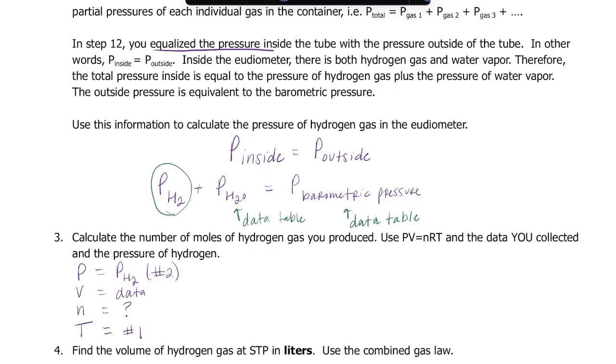Remember when we use PV equals nRT, because of our value of R, we need to make sure everything is in the right unit. So we're going to plug all of those numbers into PV equals nRT, and we're going to solve for our moles.